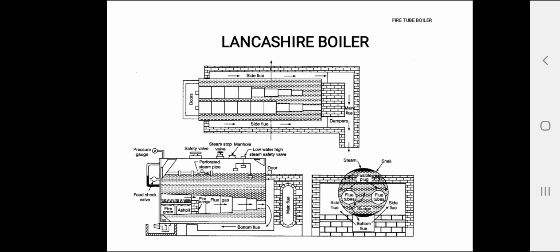Then the feed check valve is fitted too. Once steam is taken out, the level of water decreases. Then the feed check valve is there to feed the water.